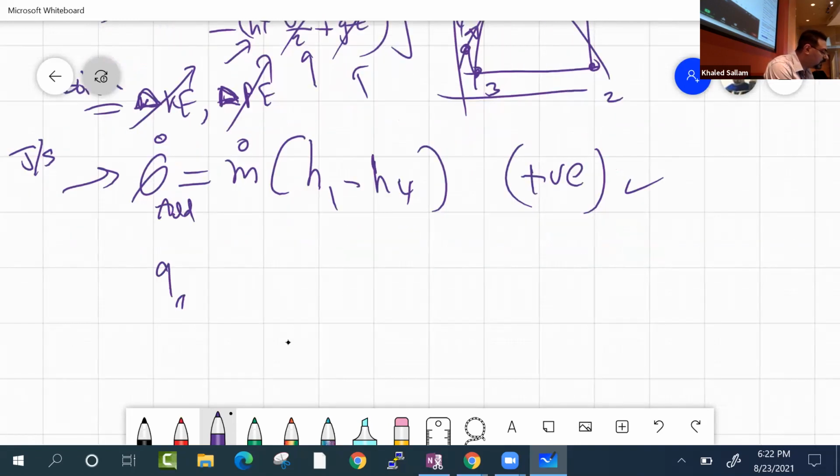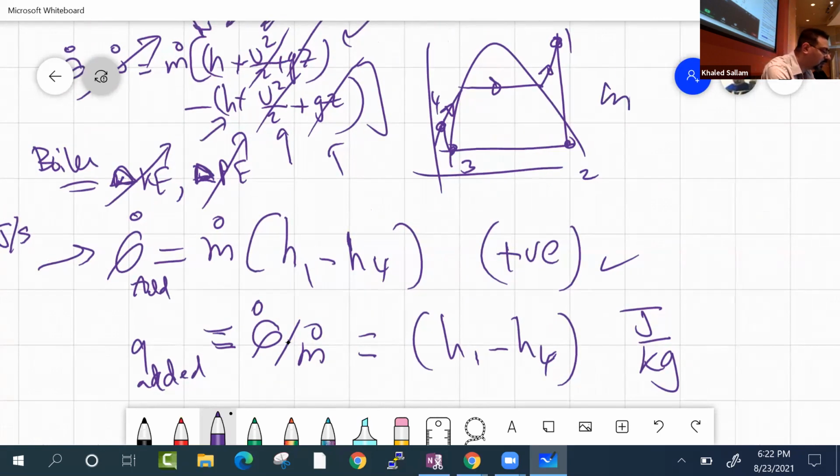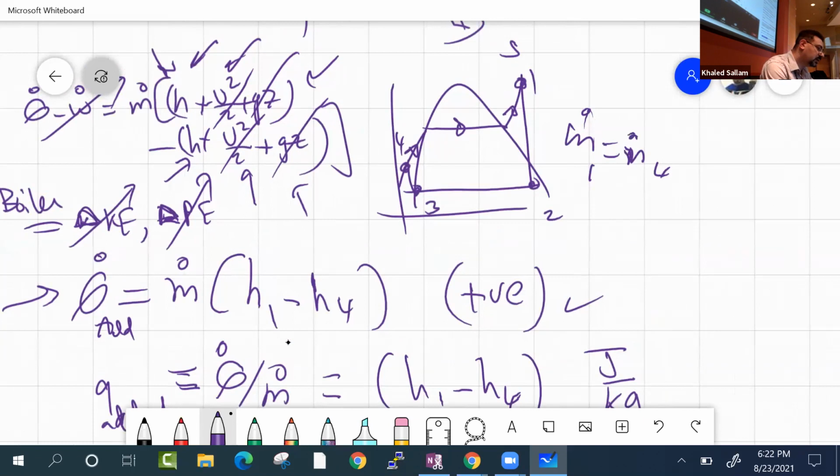If you want the specific one, then it's Q dot over M dot, and it becomes H1 minus H4. And that unit would be joule per kilogram. Okay? Which M dot? They're all the same, right? M dot 1 equals M dot 4. Doesn't matter which one. Will that always be the case? For the boiler, yes, but not for other components.